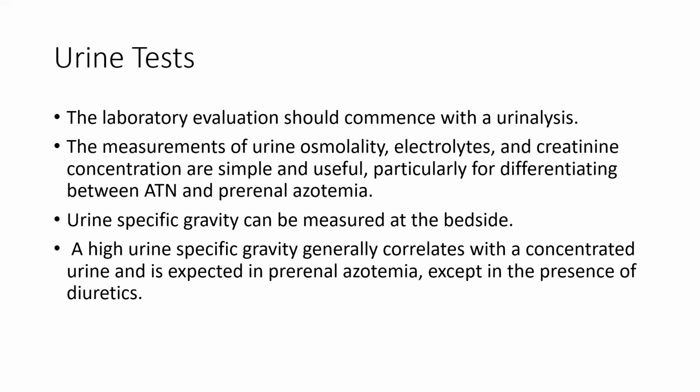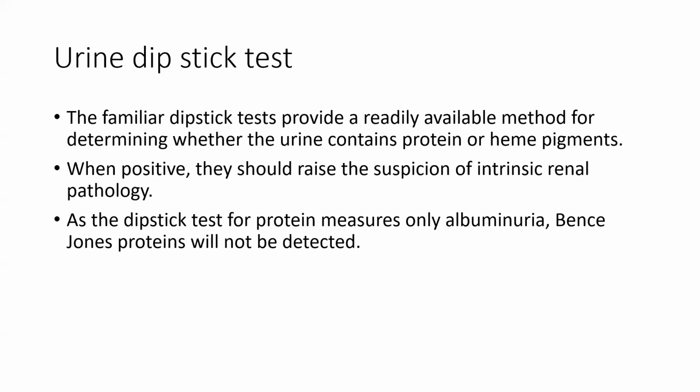Now, next is the urine dipstick test. The familiar dipstick test provides a readily available method for determining whether the urine contains protein or heme pigments. When positive, they should raise the suspicion of intrinsic renal pathology. As the dipstick test for protein measures only albuminuria, light chain proteins will not be detected.